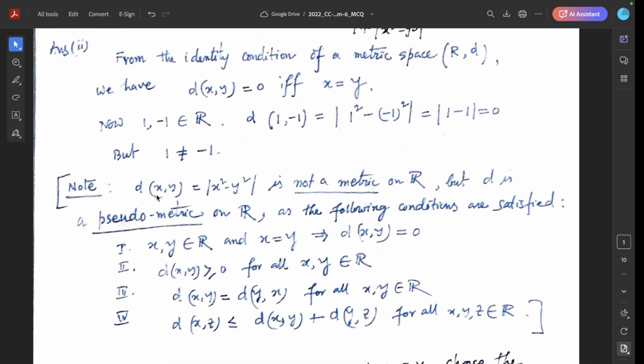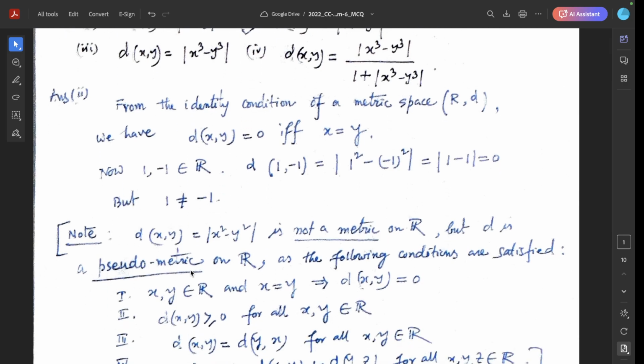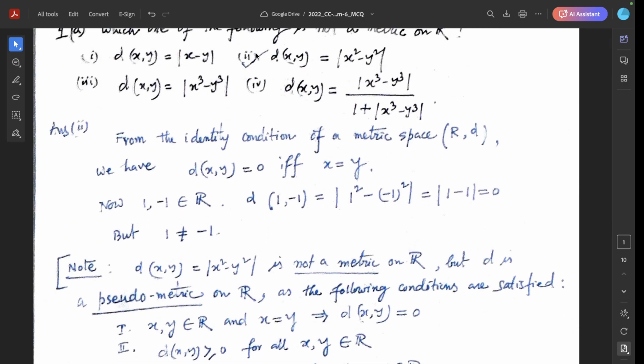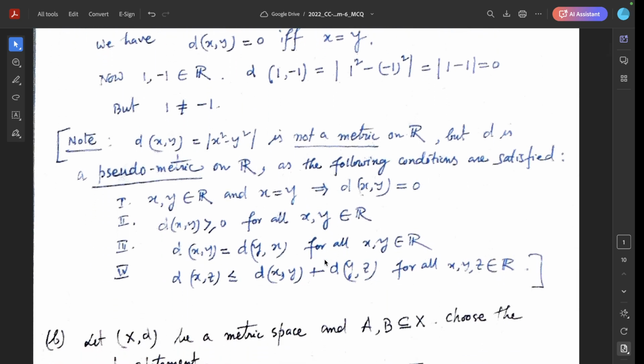And note that this d(x,y) = |x² - y²| is not a metric, but d is a pseudometric on R. This is defined as a pseudometric and satisfies the following conditions: for x, y belonging to R, x = y implies d(x,y) = 0. Number 2, d(x,y) ≥ 0 for all x, y belonging to R. Number 3, d(x,y) = d(y,x) for all x, y belonging to R. Number 4, d(x,z) ≤ d(x,y) + d(y,z) for all x, y, z belonging to R.